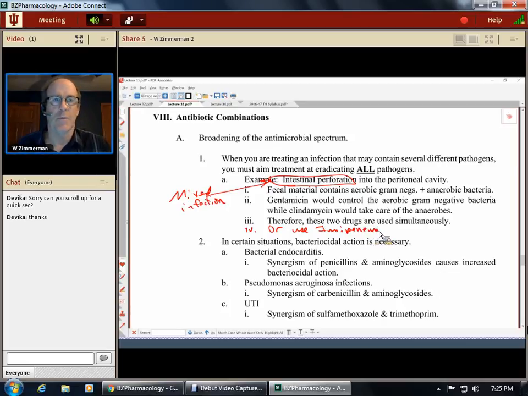Imipenem is a carbapenem. It's not a cephalosporin, it's not a penicillin, but it's a carbapenem. But it covers gram-positive, gram-negative, and anaerobes. So you could use imipenem, and it's combined with cilastatin. Cilastatin prevents the metabolism of the imipenem. You could use the imipenem cilastatin alone.